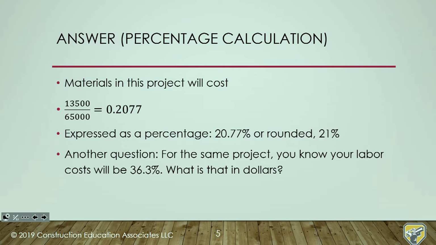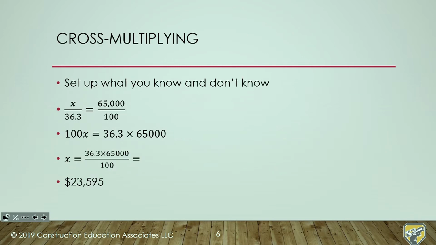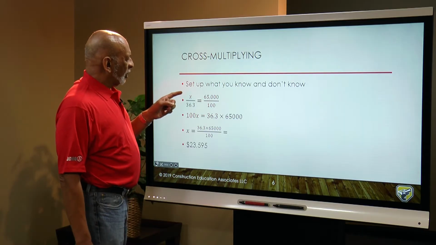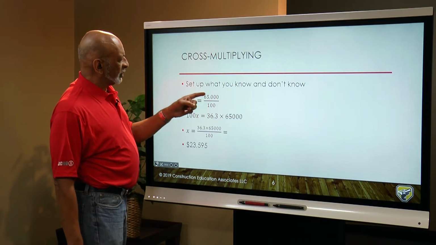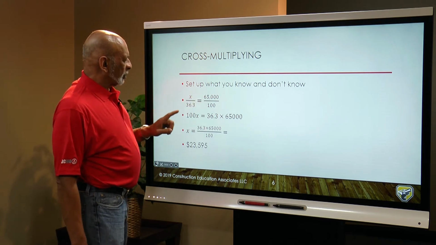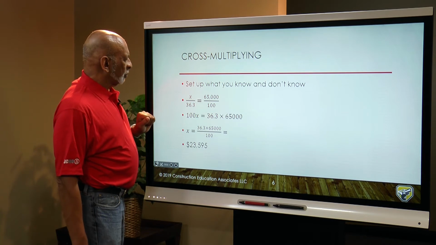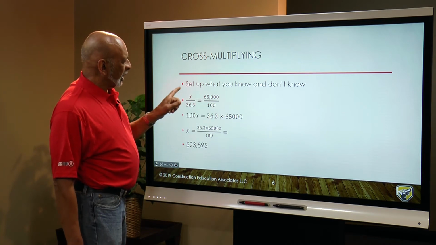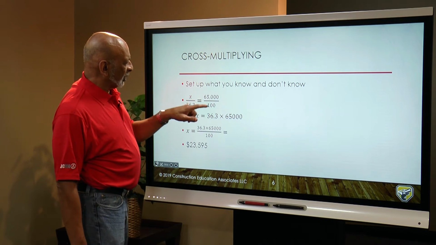Hopefully that's fairly straightforward. So we'll move on to another question. For the same project, you know that your labor costs will be 36.3%. What is that in dollars? So set up what you know and don't know as equations. So we know X over 36.3 is equal to 65,000 over 100. All right, so this is the total cost of the project. We know it's 36.3%. X is the cost in dollars, and we have 100%.